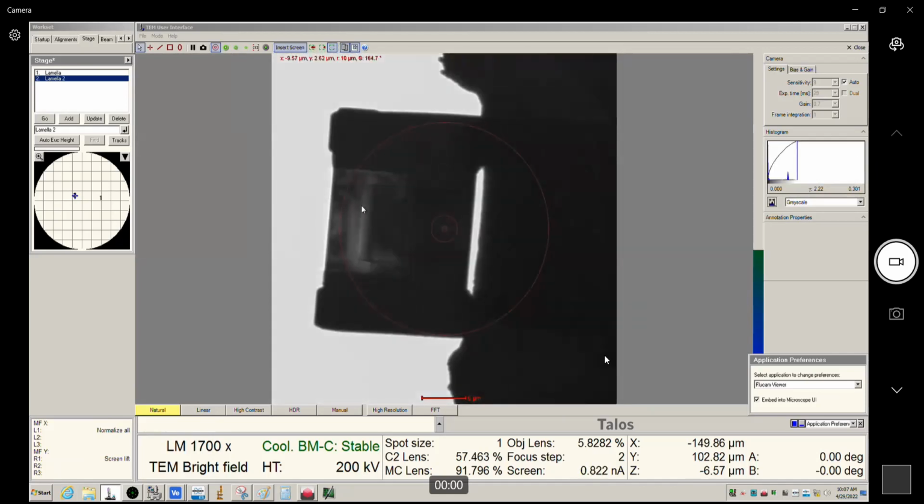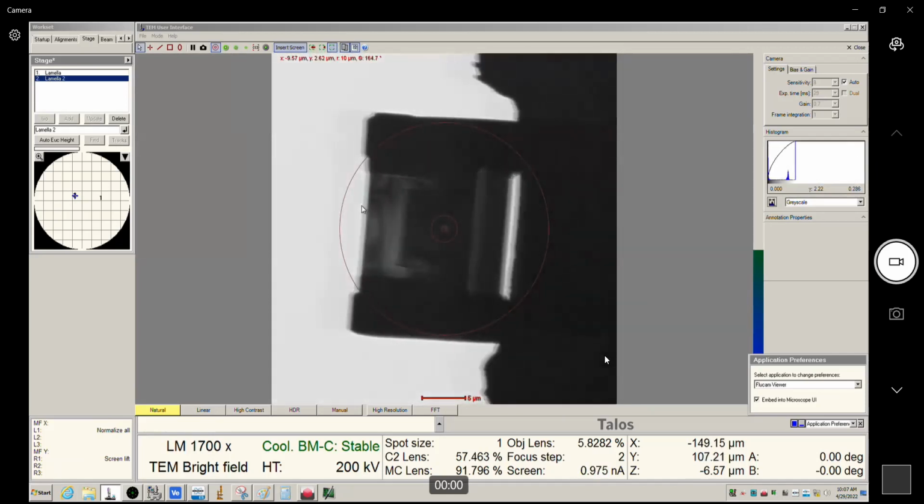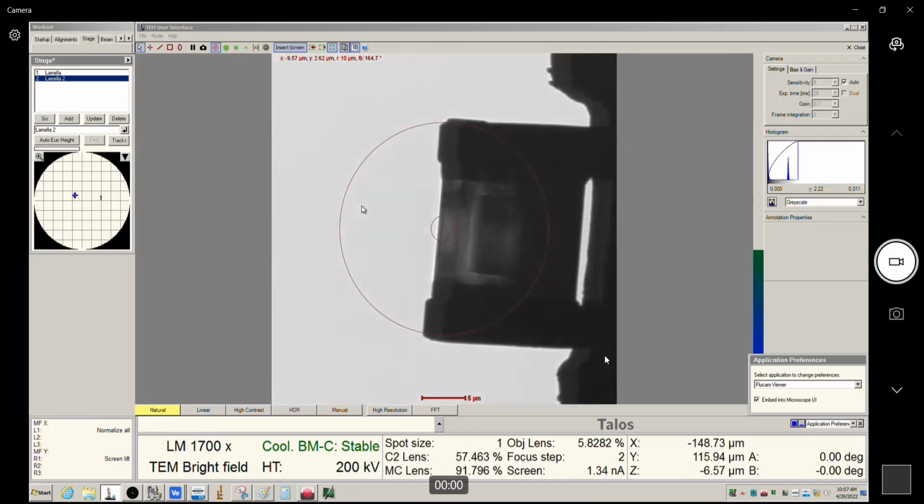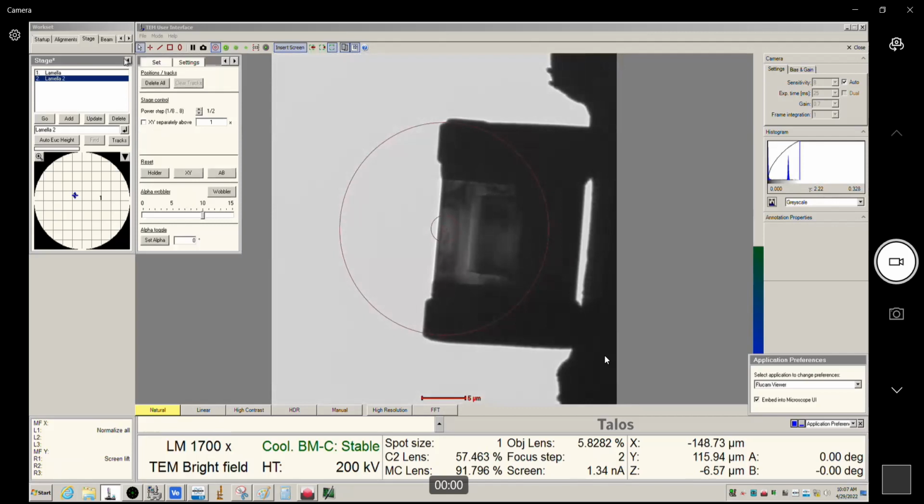Is there a question? Yeah. So were you changing your alpha and beta tilts for eccentric focus? No, I didn't change anything with the beta tilt. All I did was come down here to alpha wobbler. Okay, so that's another good point.